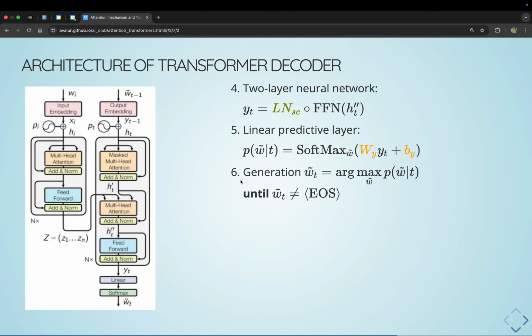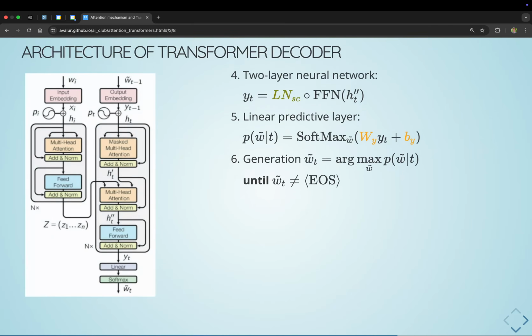And then goes the generation step. Here we simply, for example, either sample the next word with this probability distribution, or generate the next word according to the argmax of the vector of probabilities, until we get the end of sequence token. This is a special token which says to the model: stop here, this is the end of generation. So that's it. This is the whole architecture of the transformer model.